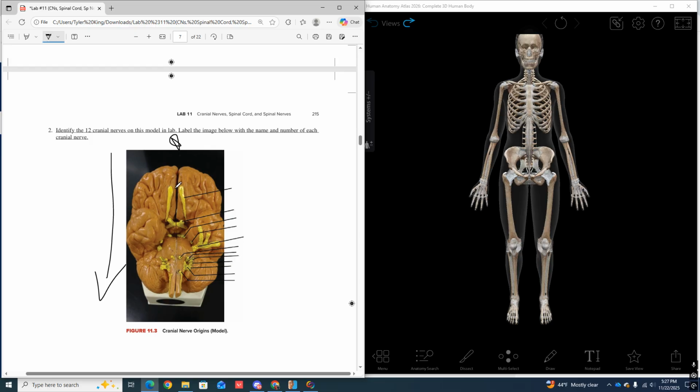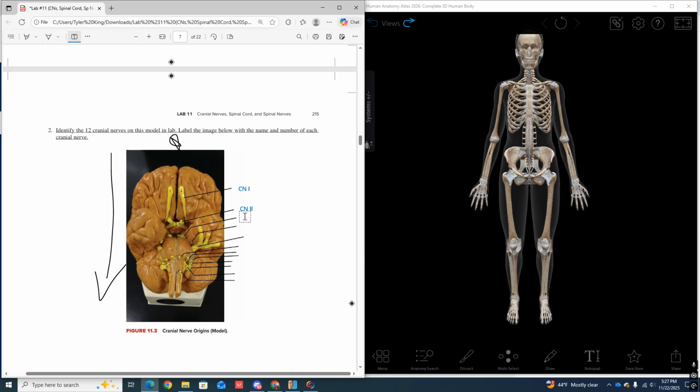The first two are always easy because they're the most distinguishable. This one here, little finger-like projection, and the one where they cross. The first one, if you're going down in order, is CN1, olfactory. The one right below that with the chiasm is CN2, the optic nerve.